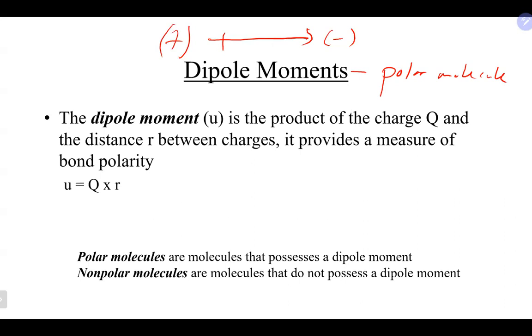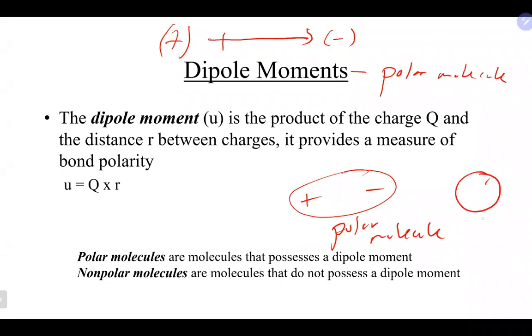Polar molecules will have dipole moments. Non-polar molecules will not. So overall, in a polar molecule, there will be a positive side and a negative side. And overall, in a non-polar molecule, there will be basically no charge, kind of like a neutral. Electrons are being shared equally over the entire molecule. So let's take a look here.